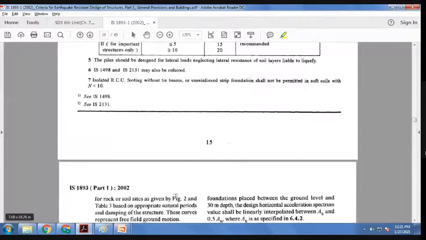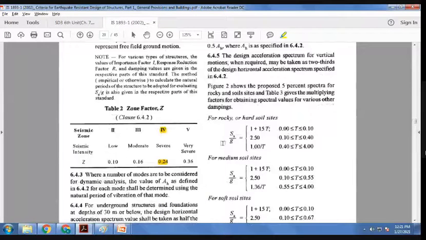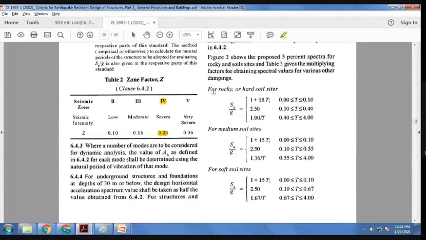Here Sa by g is found out. First we will see which type of soil it is. He has given hard strata, so here we have hard strata. If he has given medium, we will see this one, and if it is soft, we will see this one. According to our question it is hard strata, and we have to see the T value. Our T values are 0.257 and another one is 0.297.